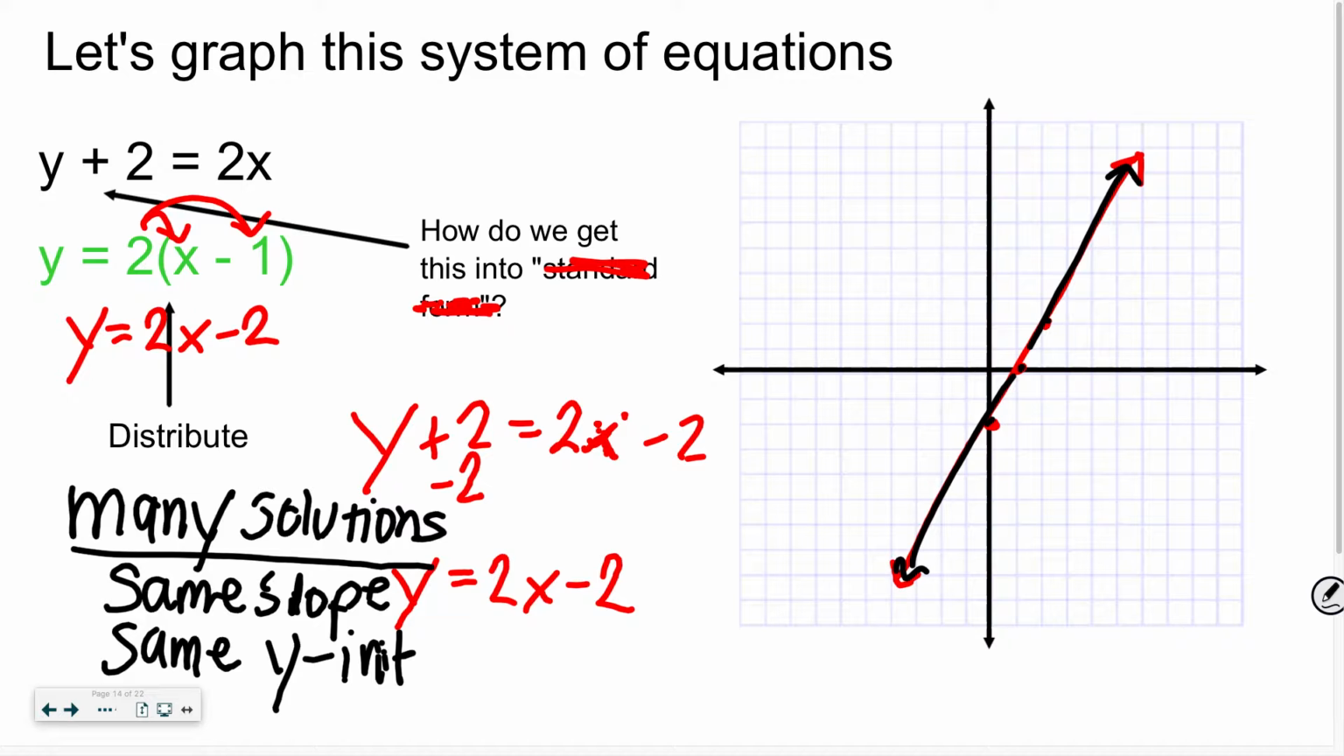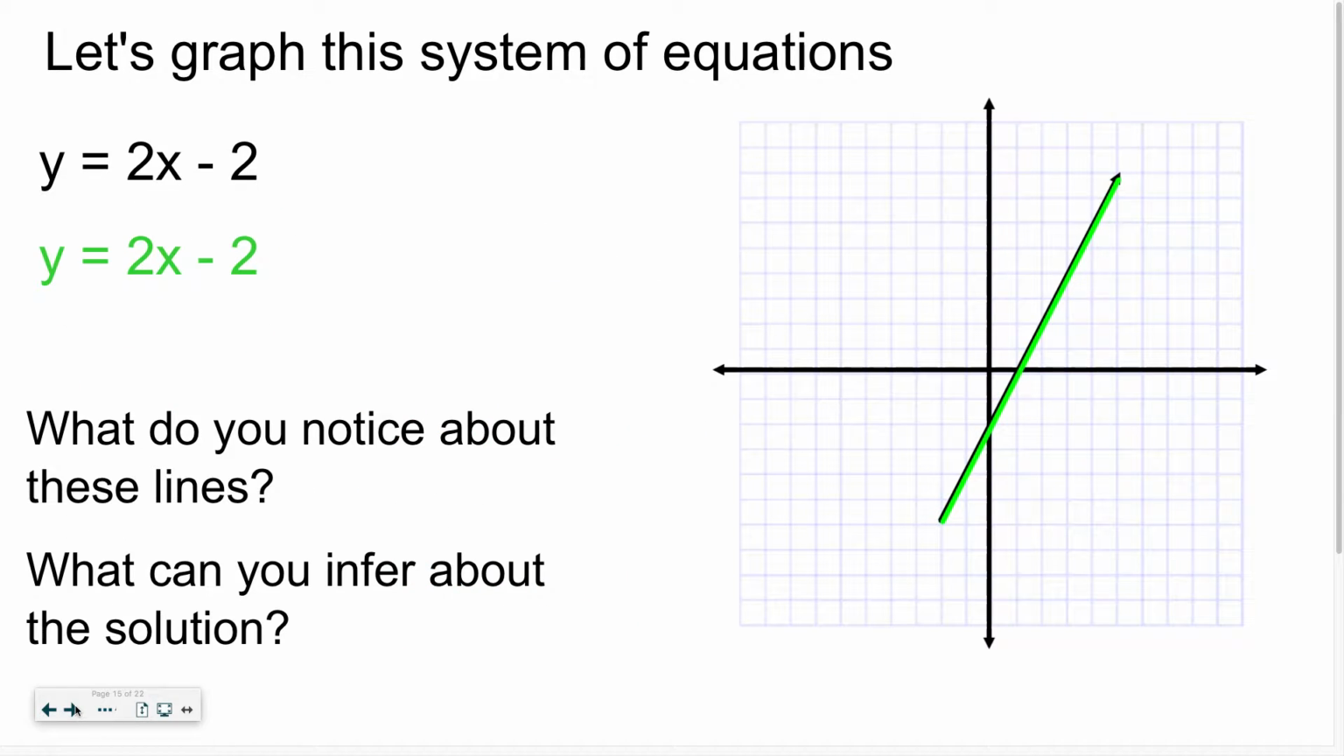So what you're talking about is what's the solution for the system? There are infinitely many. There's still the coordinates on the line. But you can't generalize and say all numbers because it's not all numbers. You can see coordinates on that graph that are not a solution on that line. You know what I'm saying? So the system has many solutions, has the same slope and the same y-intercept.